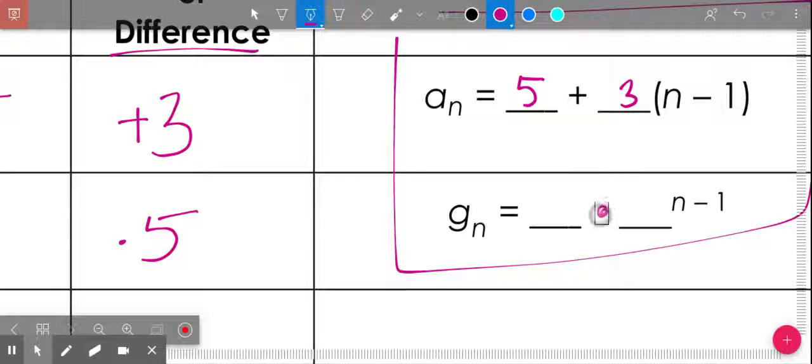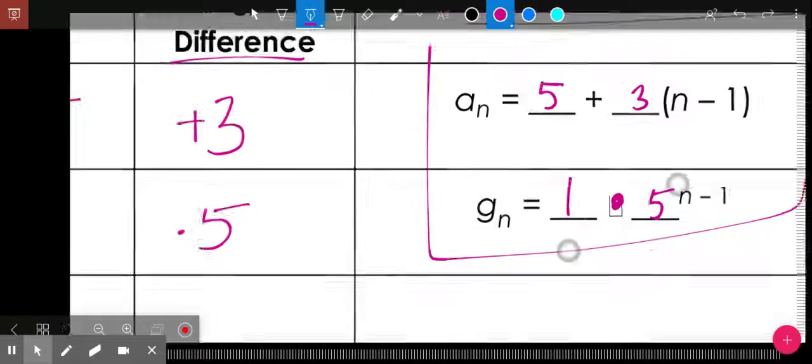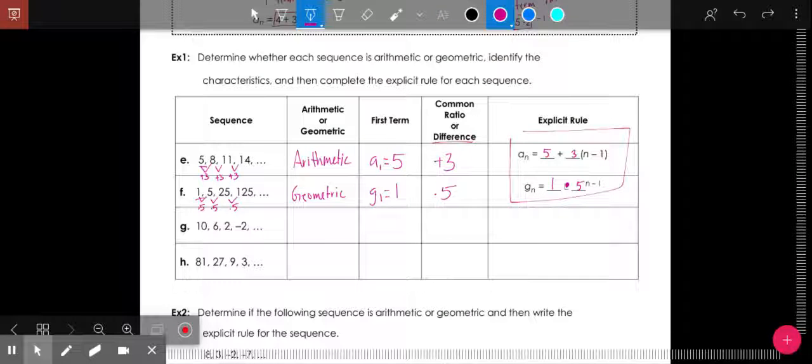Guys, this box was supposed to be a dot. There we go. So it's going to be g sub n equals 1 times 5 to the n minus 1. This right here is an exponent, okay? Don't write it big. It's supposed to be an exponent. Alrighty. So let's try a few without the rules where you have to write the whole thing.